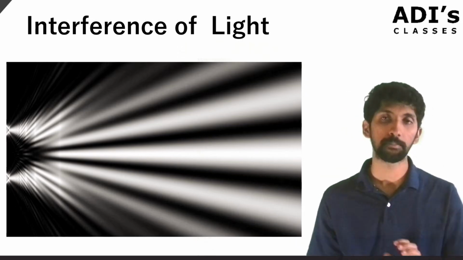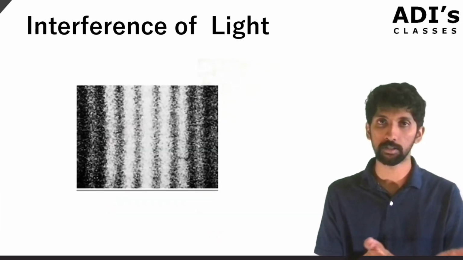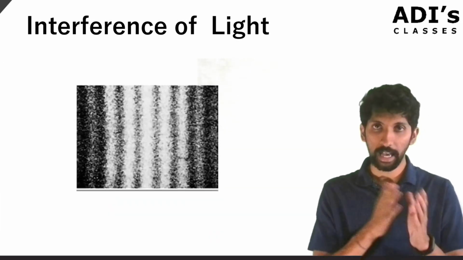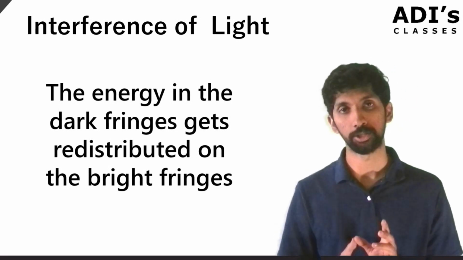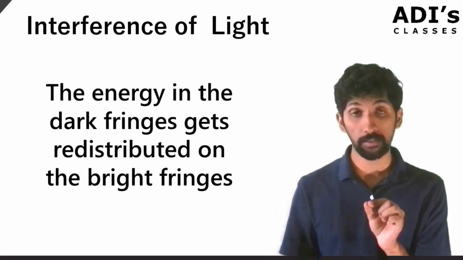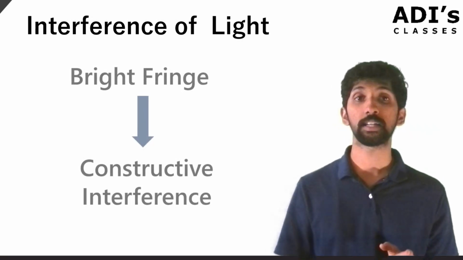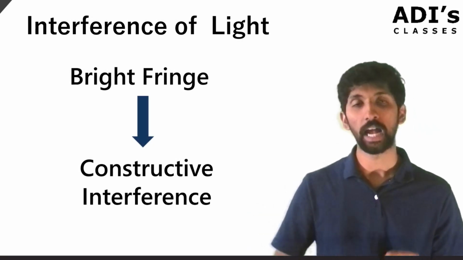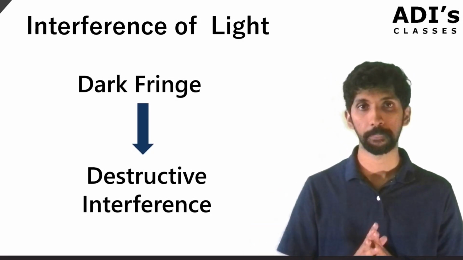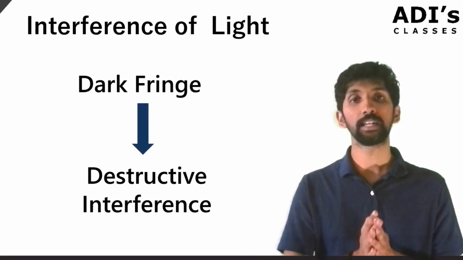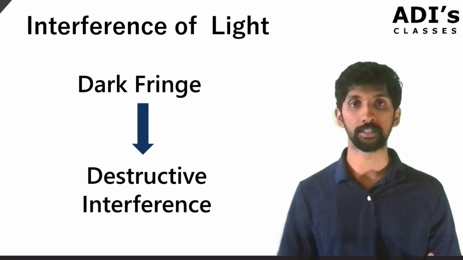So what exactly happens here is the energy in the dark fringes, we call those patches as fringes, gets redistributed onto the bright fringe. Okay, so wherever we get that bright patch, that's nothing but a bright fringe, we call that constructive interference, and wherever we get the dark fringe, it's called destructive interference. Okay, so what we get is interference fringes, or we can say a band of interference.